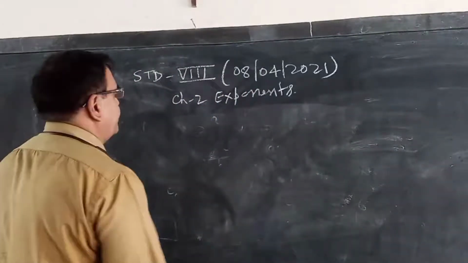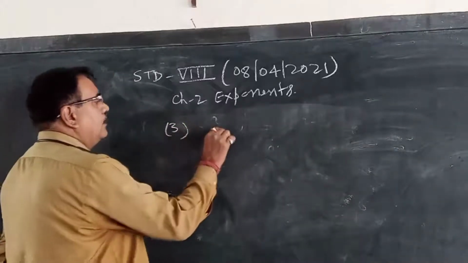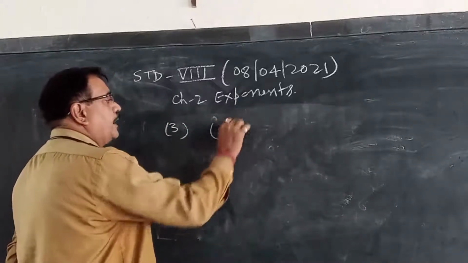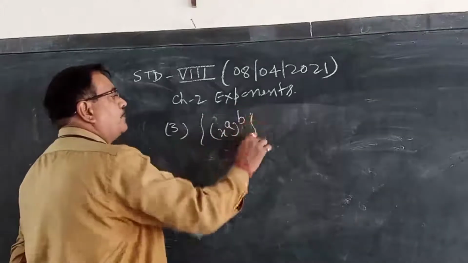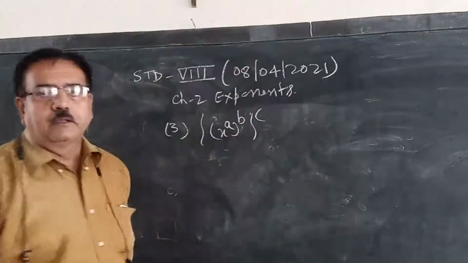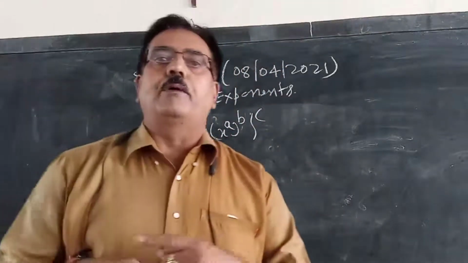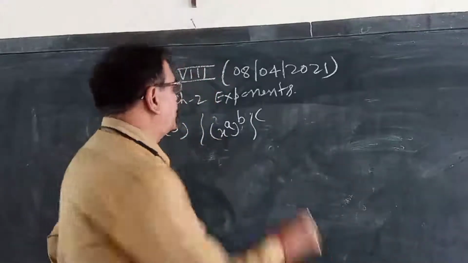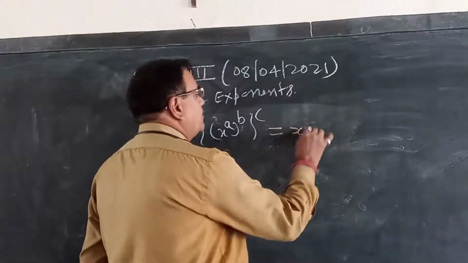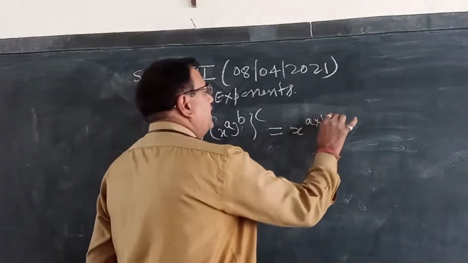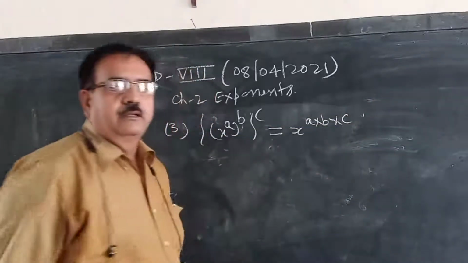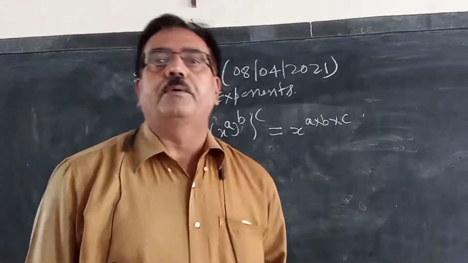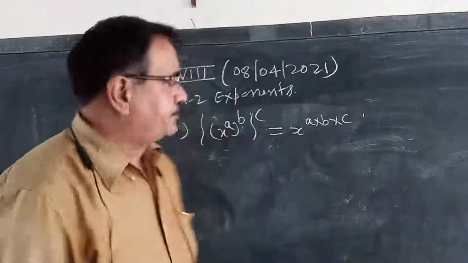And the third law of exponents: if x to the power a, then to the power b and then to the power c, how are the powers handled? All the powers will be multiplied. That is equal to x to the power a into b into c. This is the third law of exponents.